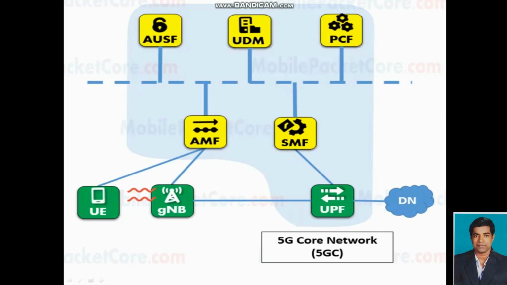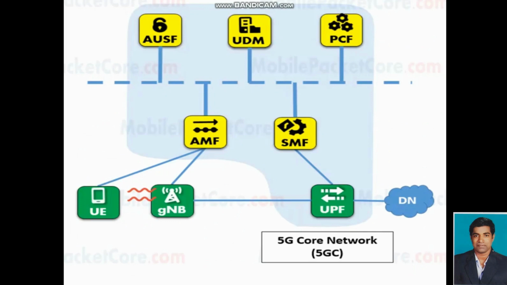Already we know what user equipment is. In this diagram, the user equipment uses iSIM, whereas in the previous 4G network the SIM is uSIM, and in the 5G network we are using iSIM. It can access the 5G network.